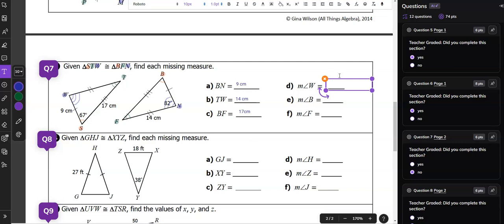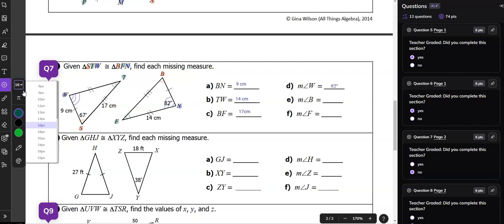Now we're going to do the angle measures. So angle W is congruent to angle N, which means it's going to be 82 degrees. And again, you can go ahead and use the formula tool, 82 degrees. All right, so then we have the measure of angle B. And the measure of angle B is going to be congruent to the measure of angle S. And angle S is 67 degrees.